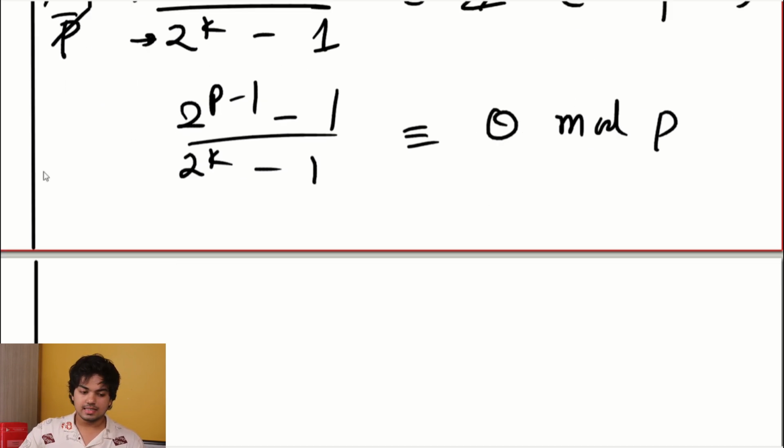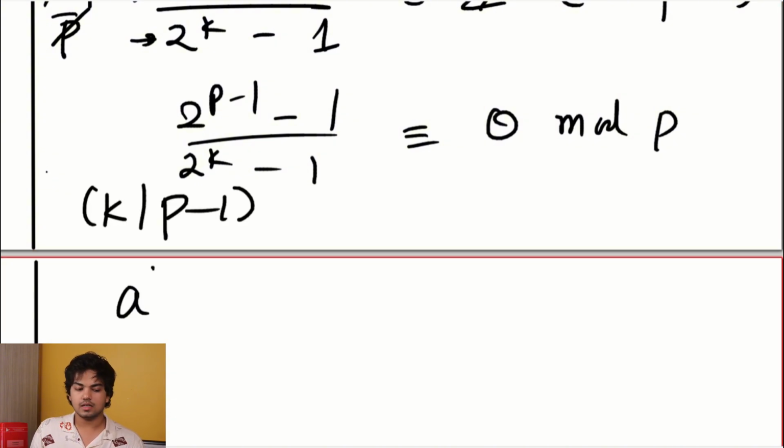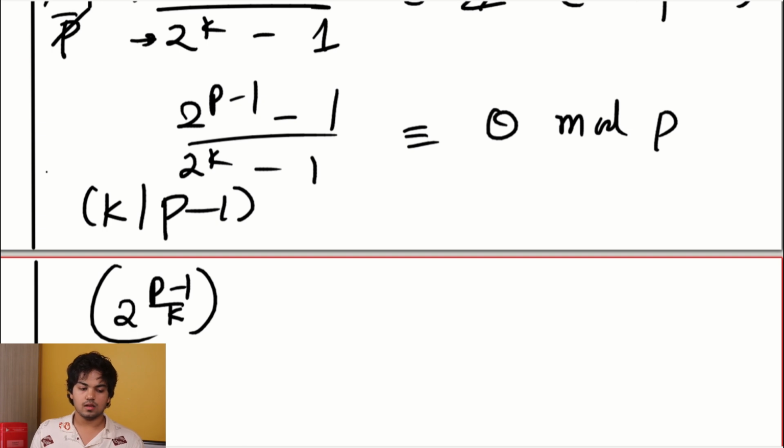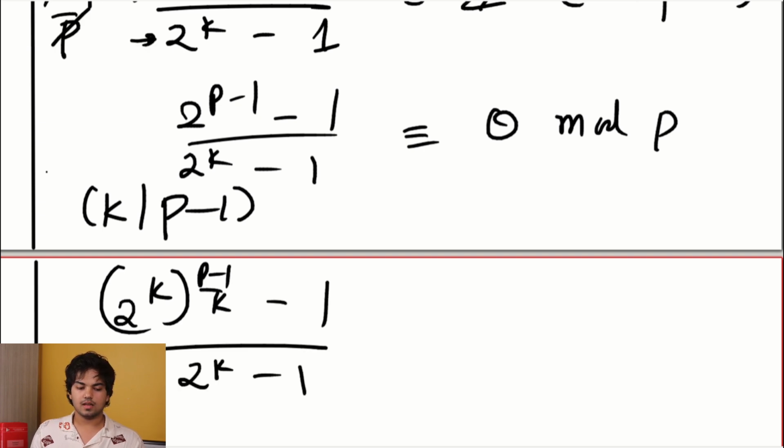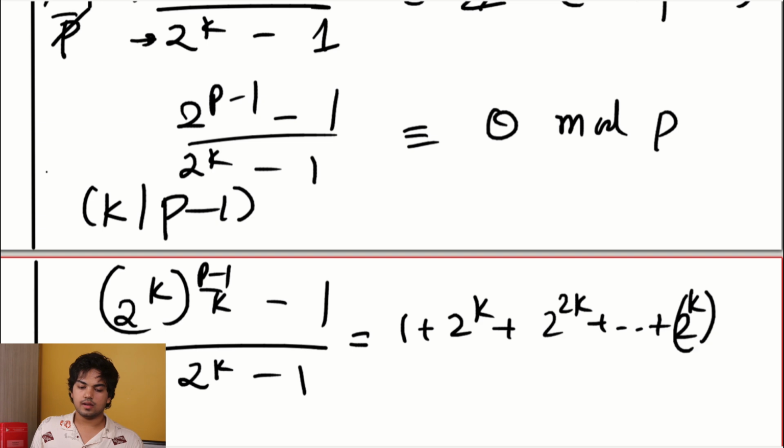But this number, on account of the fact that k being the order divides p minus 1, is of this form. I can write 2 to the p minus 1 as 2 to the k, to the power p minus 1 by k. So we have 2 to the k to the power p minus 1 by k, minus 1, over 2 to the k minus 1. It's of the form a to the n minus 1 over a minus 1. So this is equal to 1 plus 2 to the k plus 2 to the 2k, all the way up to 2 to the k to the power p minus 1 by k minus 1.